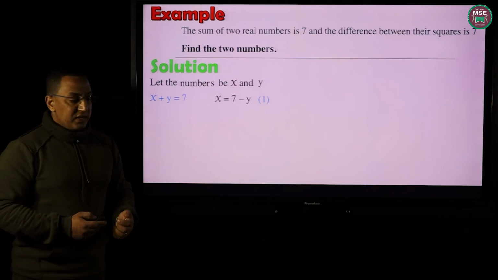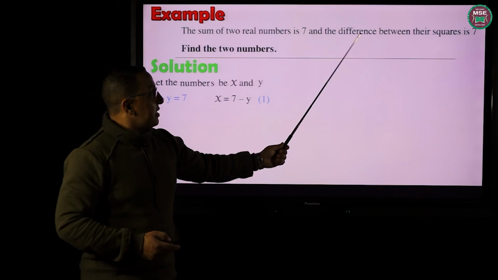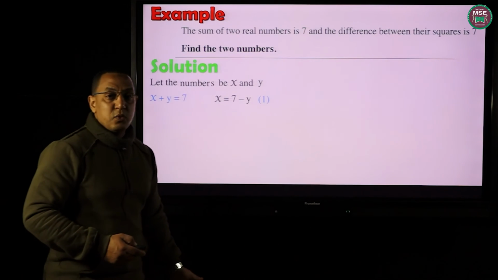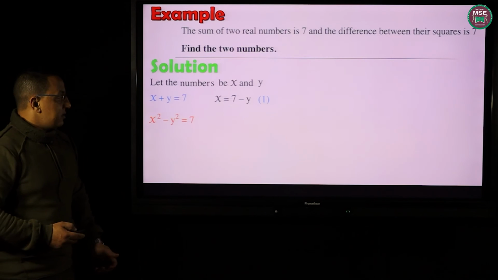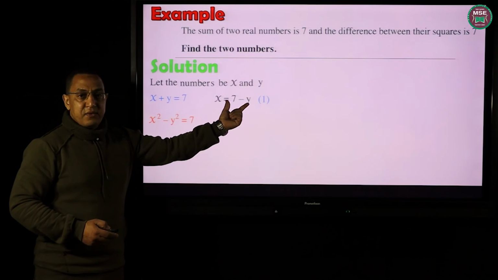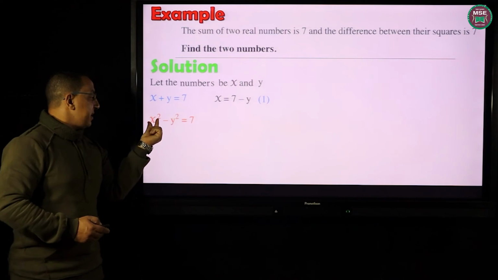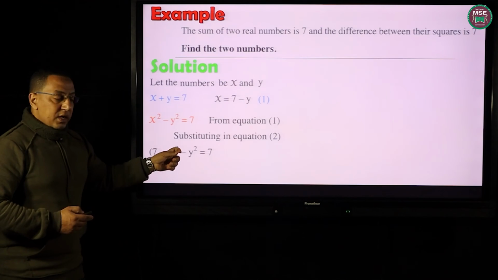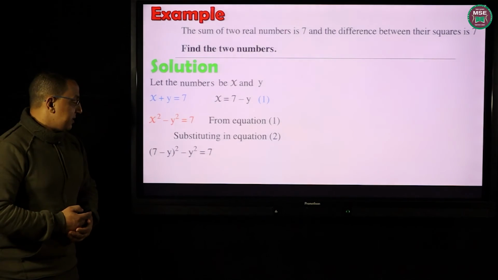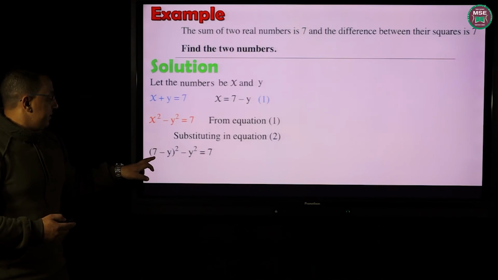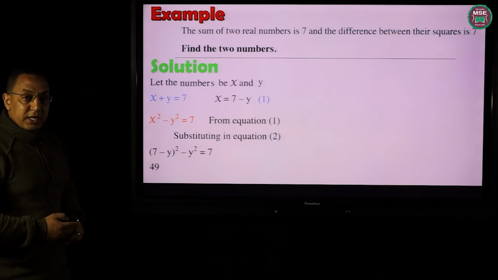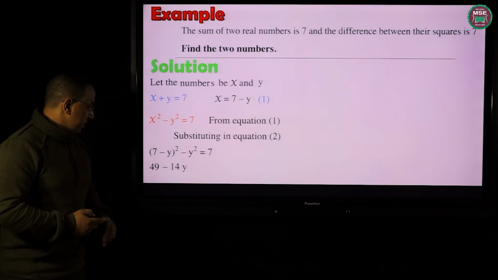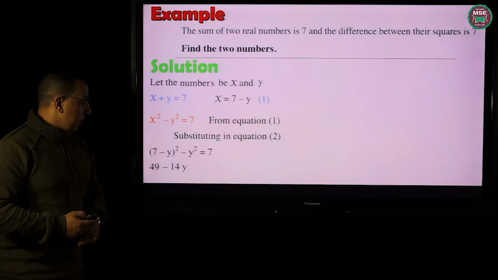Okay, the other equation, the difference between their squares is 7. So x power of 2 minus y power of 2 equals 7, like this. Now I'm going to substitute 7 minus y in place of x. It will be 7 minus y all power of 2 minus y power of 2 equals 7. Now I'm going to expand: 7 power of 2 will be 49, 2 times first times second will be negative 14y, and second power of 2 equals positive y power of 2.